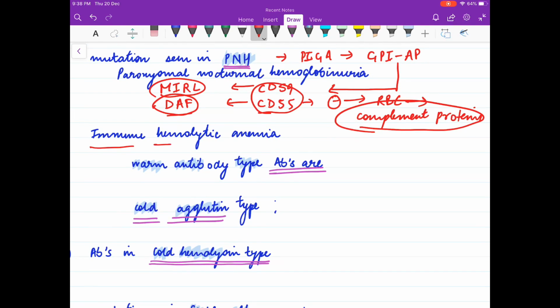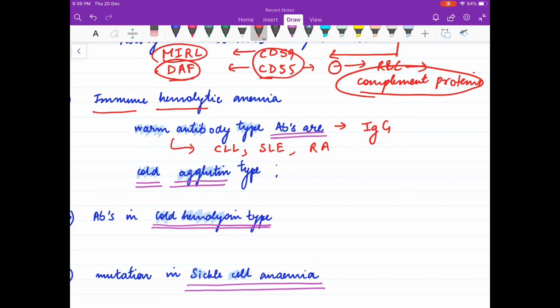Immune hemolytic anemia. Warm antibody type antibodies are IgG or IgM? IgG. Warm antibody type is seen in CLL, SLE, rheumatoid arthritis. Cold agglutinin type antibodies are IgM type. It is seen in mycoplasma infections.